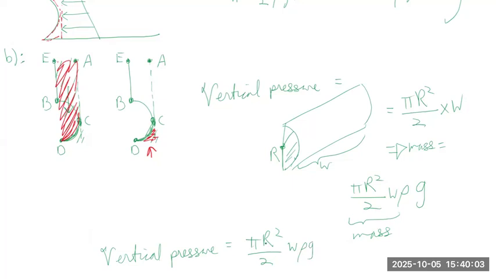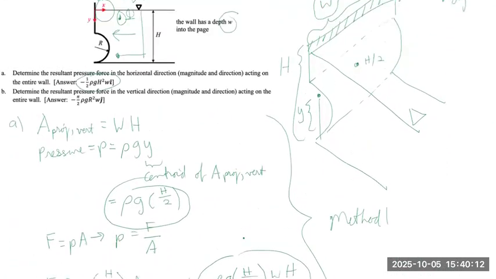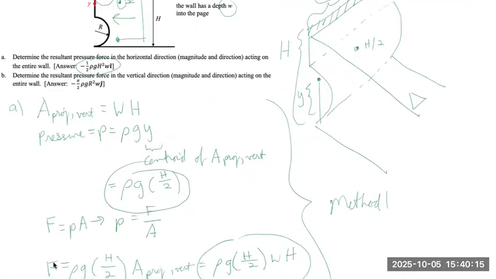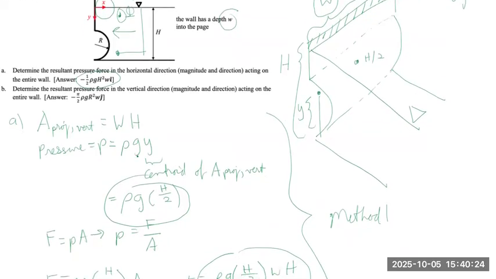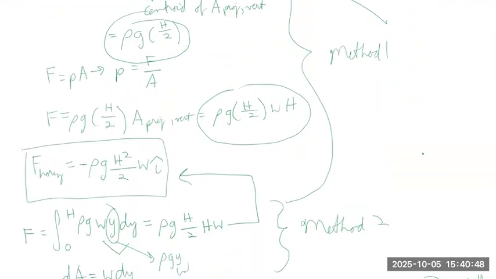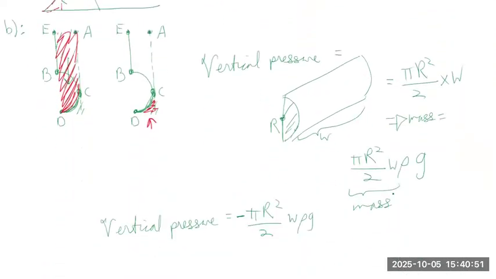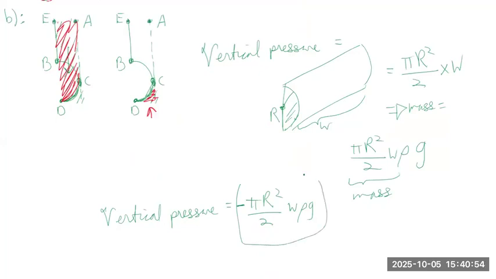in magnitude. However, it'll be pointing in the negative direction because we want the resultant pressure force in the vertical direction acting on the entire wall. So this force is going to be pointing downwards. And because it's pointing downwards, it's going to be negative. That's why we add a negative sign here.